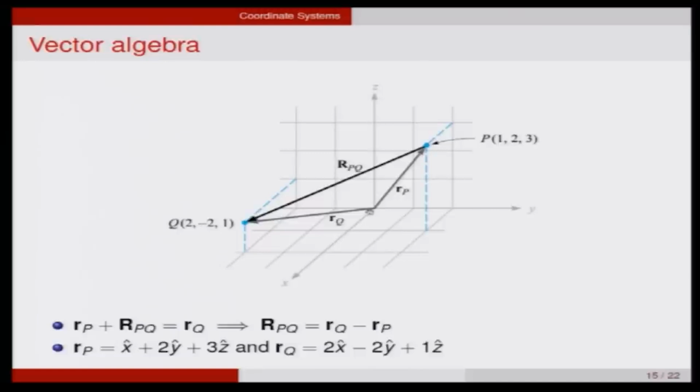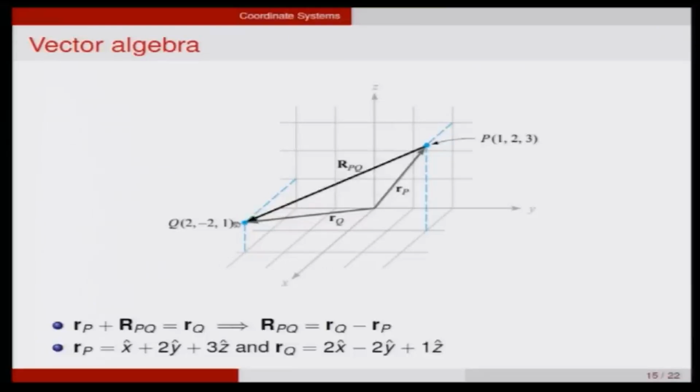Similarly, if I take another position Q, which is at 2, -2 and 1, I can define another vector rq whose origin again is situated at the origin of the coordinate system, and whose head is situated at 2, minus 2 and 1. Again 2 units along x, minus 2 units along y. So, you need to go to the left. So, minus 2 units along y and 1 unit along z.